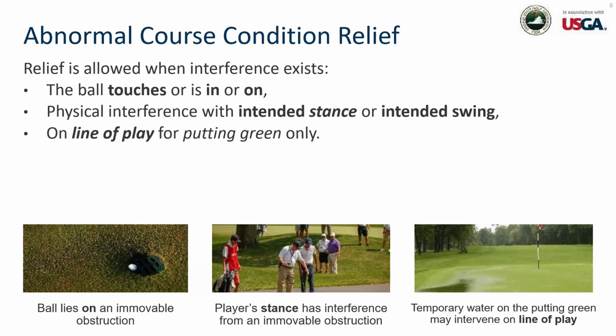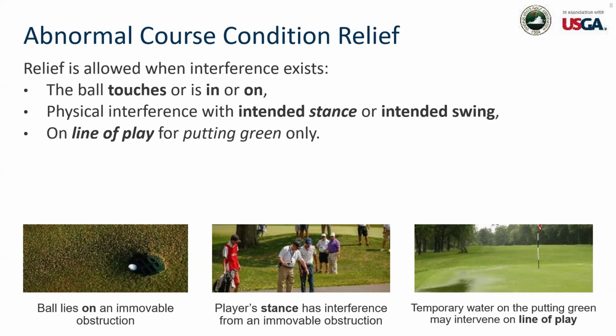The next one could be if the player has interference from his intended stance or intended swing. It's his normal stance. He can't build a stance or try to make a stance a little bit wider or awkward just to try to get some advantage here. And same thing with the swing. It has to be reasonable that that's the swing the player would make if that obstruction or temporary water or ground under repair was not there.